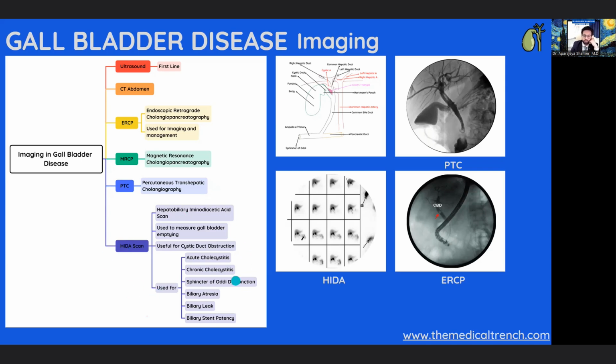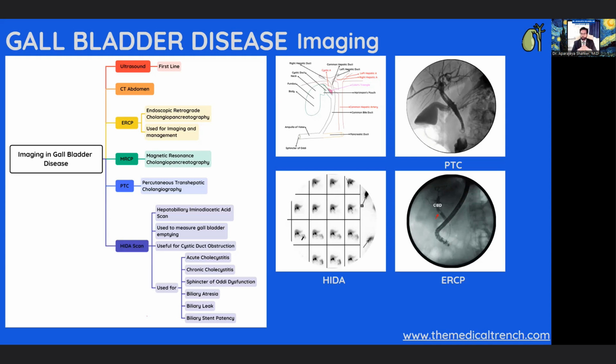And the HIDA scan is also used for a lot of other things, whether the sphincter of Oddi is working properly, or whether there's a biliary leak, right? Or whether the biliary stent is patent or not. So one of the best things that you're going to do is actually to drain the bile, right?